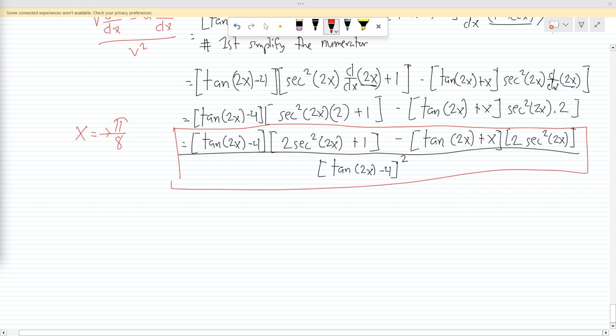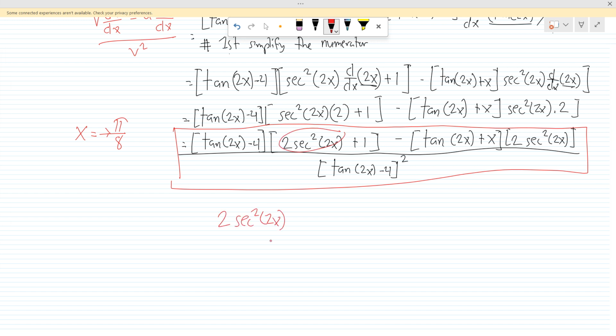Okay, so by the way, my question is, how are you going to input secant in your calculator? Maybe some of you are wondering, sir, there's no secant in our calculator. How are you going to input that? Reciprocal po. Okay, so you are going to use the reciprocal identity. So for example, for this one, 2 secant squared of 2x, instead of inputting this, you are going to input 2 over cosine squared of 2x. So you are going to use the reciprocal identity.